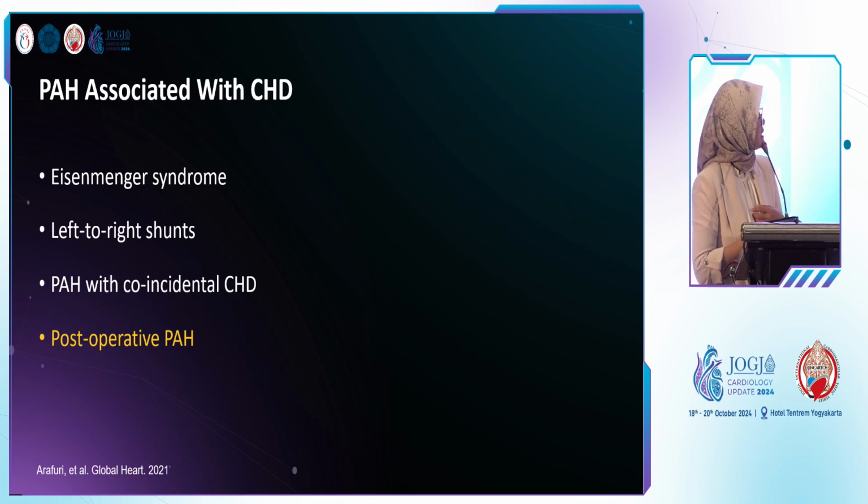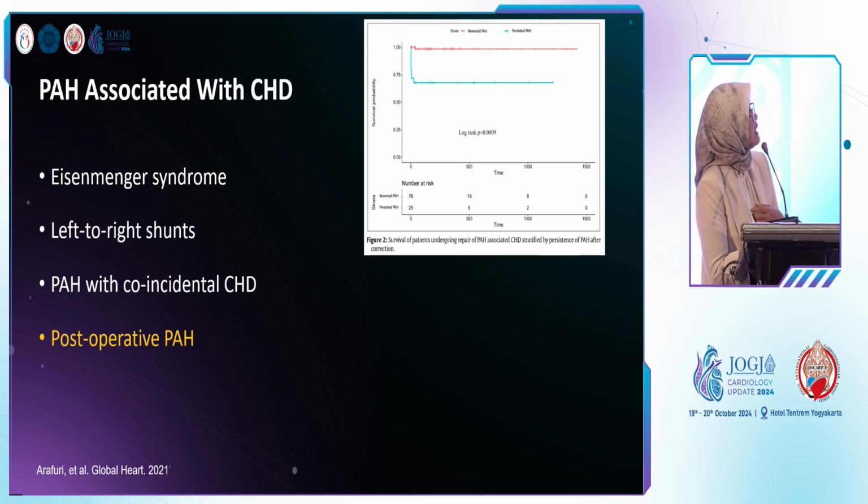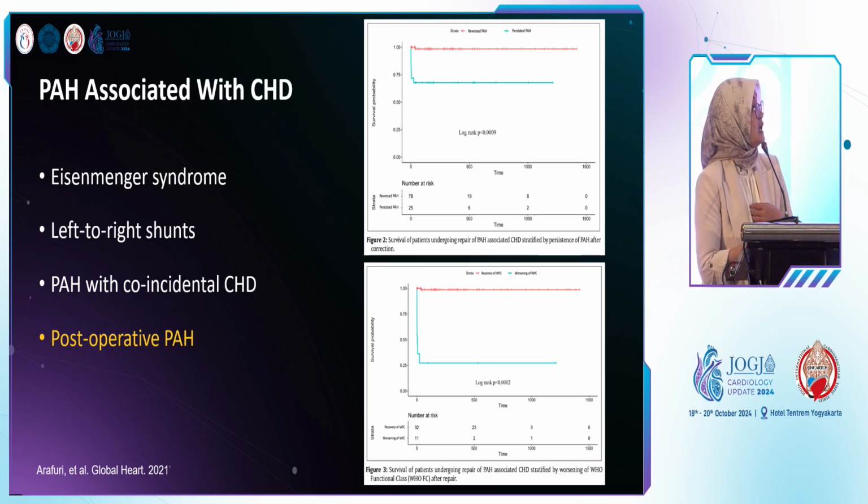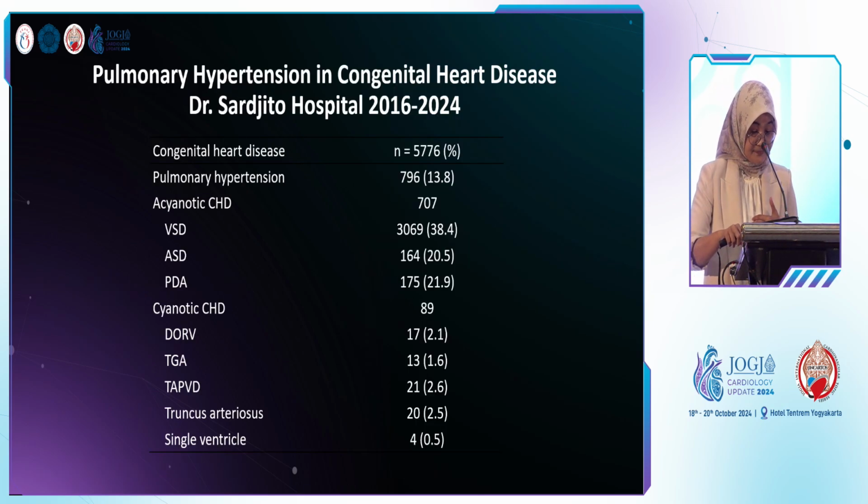And that's why we did a study to see what the outcome is of patients with a left to right shunt after undergoing closure of the shunt. We can see here that patients with persistent pulmonary hypertension are around 25%, and their survival is inferior compared to those with reversal of pulmonary arterial hypertension. They also have a lower functional class, and a lower functional class also has inferior survival compared to the normal functional class.